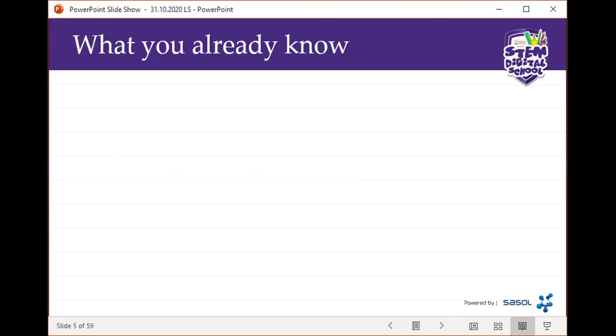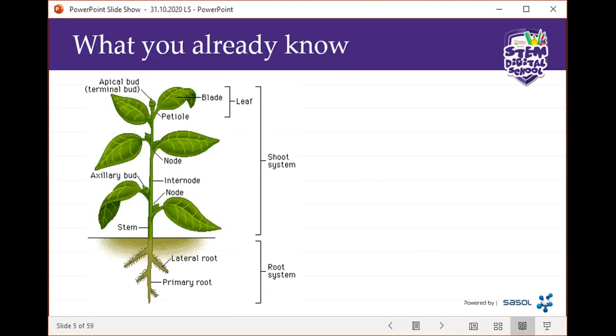So what we already know is a typical diagram or shoot of a plant. Right, so this was covered in grade 10. We know right here in this structure, we have a shoot system, that is the upper part of this plant, and then we also have a root system. Okay, so we're just going to start with the shoot system. So we have an apical bud, which is also called the terminal bud. We have a blade, a leaf blade, right?